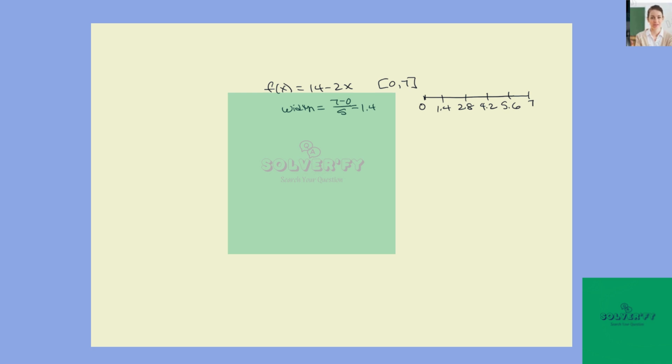We want to use the right endpoints. So we're using 7, 5.6, 4.2, 2.8, and 1.4. So what I need then is the heights of my rectangles. So we're going to take those points one at a time and put them into the function.